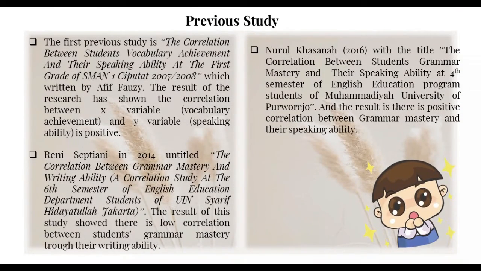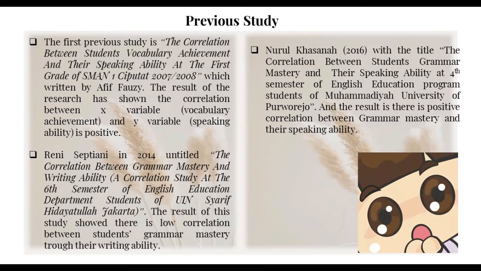Okay, the previous study. The first previous study is The Correlation Between Student Vocabulary Achievement and Their Speaking Ability at the first grade of Senior High School 1 Ciputat 2007/2008, written by Afif Fauzi, and the result of the research has shown the correlation between vocabulary achievement and speaking ability is positive. The second one is Reni Septiani in 2014, entitled The Correlation Between Grammar Mastery and Writing Ability, and the result of this study shows there is a low correlation between student grammar mastery and their writing ability.